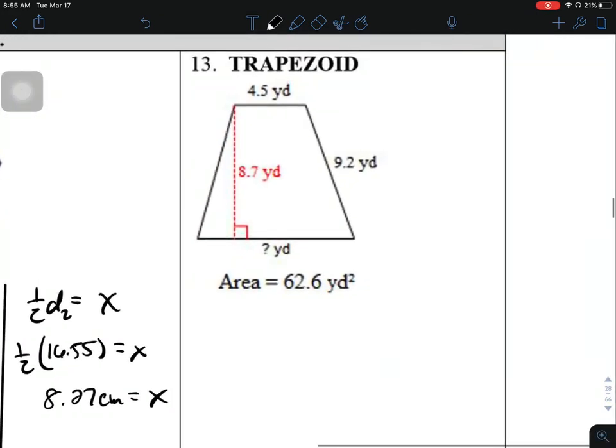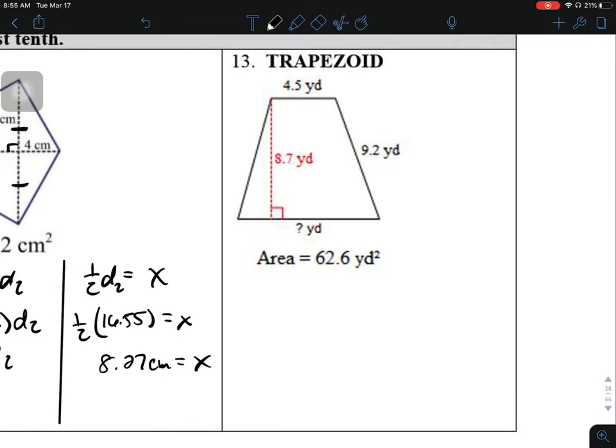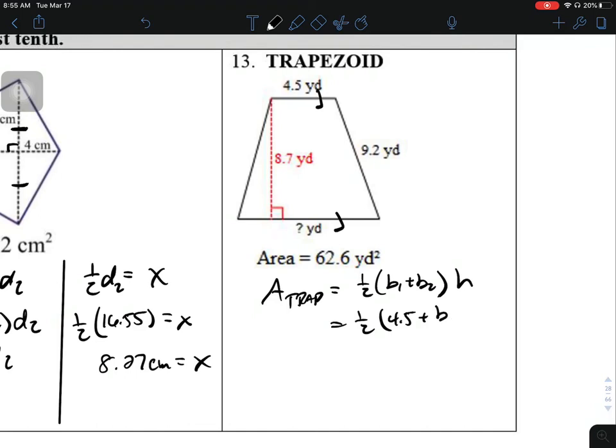13. These are the parallel sides. Area of a trapezoid is 1/2 the sum of the bases times the height. The bases are 4.5 and we don't know. The height is 8.7 and the area is 62.6.